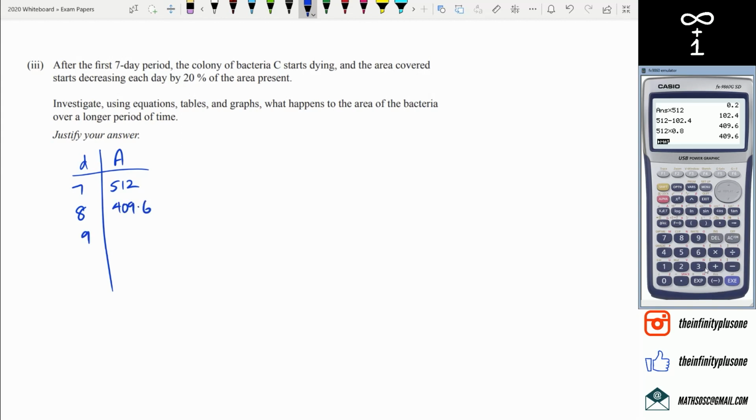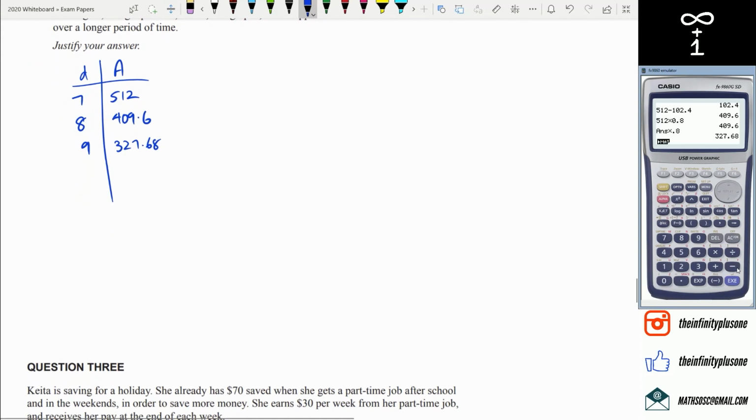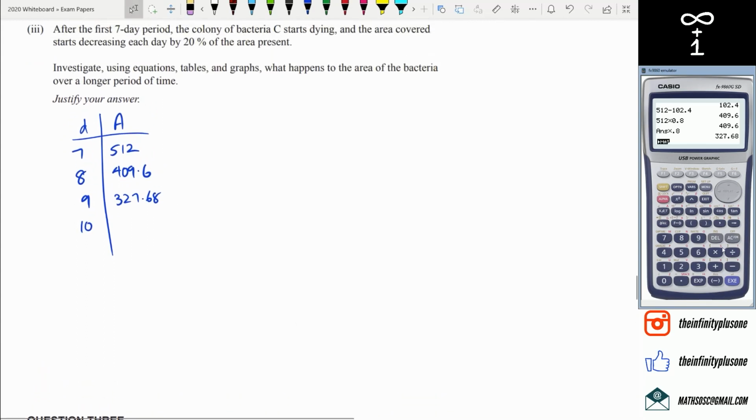Day 9 is going to be 409.6 times 0.8, which is 327.68. Normally, it's a really good idea to give 3 values in a table. That seems to be the standard, but in this case, I'm just going to put another one in there for day 10. So times 0.8, and it's going to be 262.144. Now, here's the thing. What they're asking is what happens to the area of the bacteria over a long period of time.